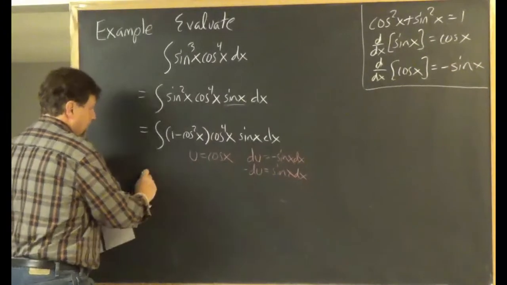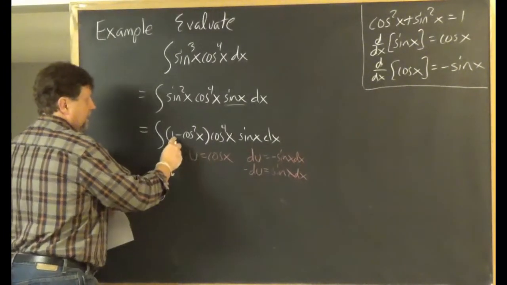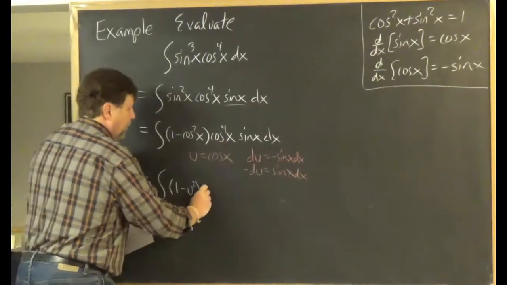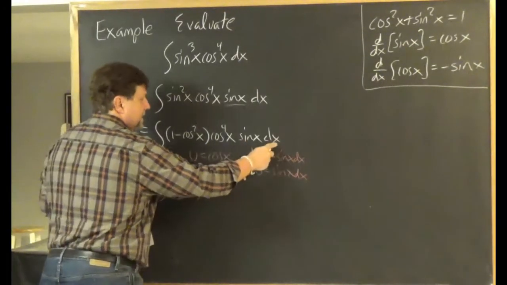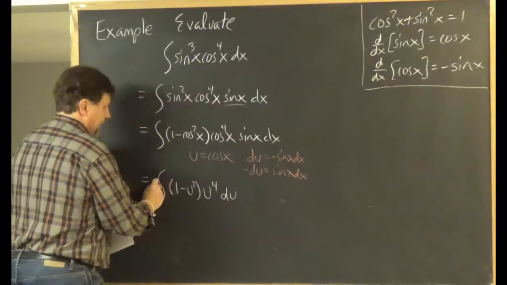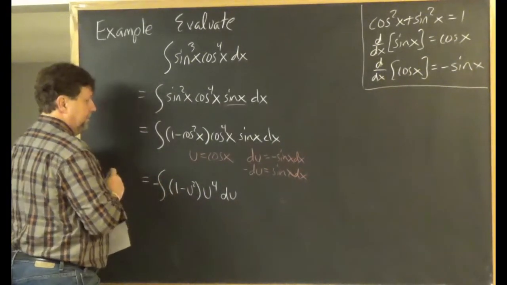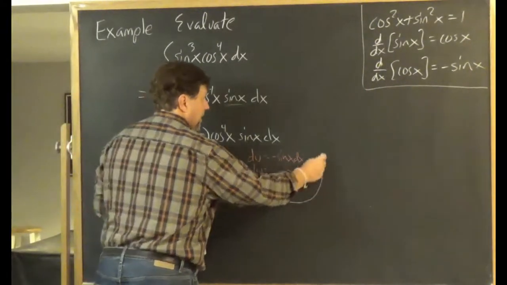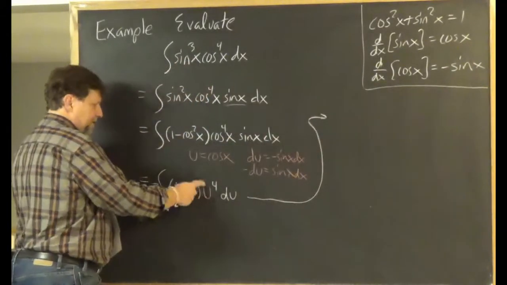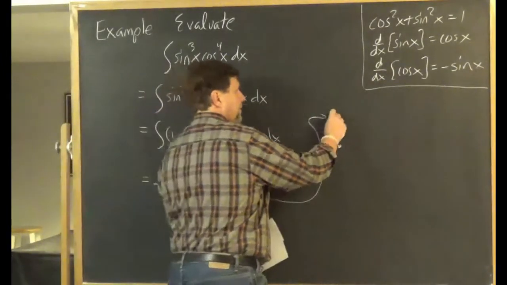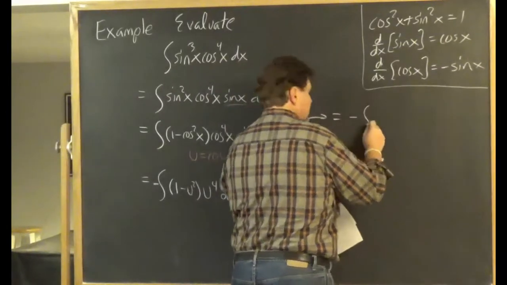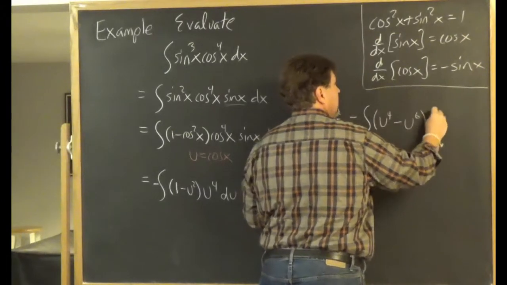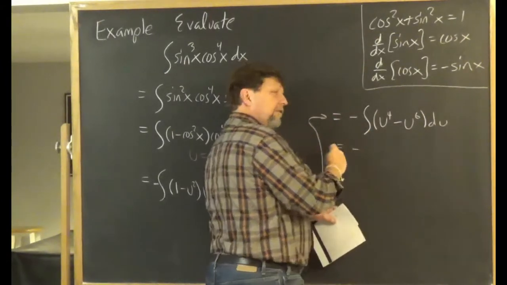So if I do that substitution, I'll have a 1 minus u squared, u to the fourth. This is negative du, so I put the negative sign out front. And I'm going to distribute, let me pull the problem right up here. I'm going to distribute that u to the fourth to get u to the fourth minus u to the sixth. Now the antiderivative is a piece of cake.